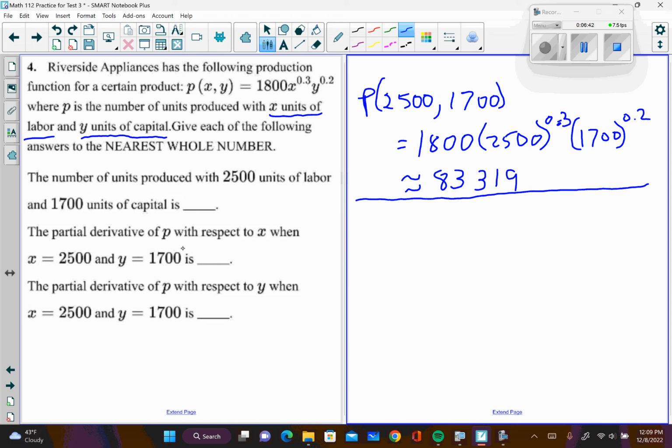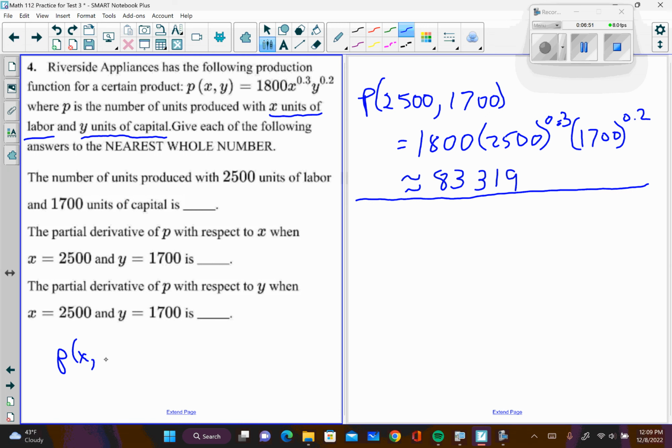To find the partial derivative of p with respect to x, we're going to treat y as a constant. First, I'm going to rewrite the given function. P is a function of x and y. I'm going to rewrite it in this order, 1800, and then I'm going to write the y to the 0.2, followed by the x to the 0.3. Because with respect to x means y is the constant, the partial derivative of p with respect to x is this exponent times this constant.